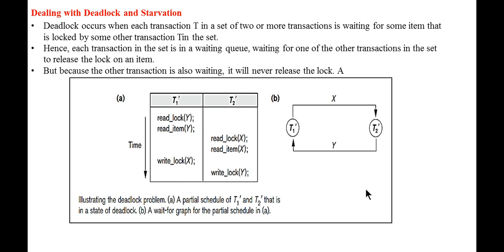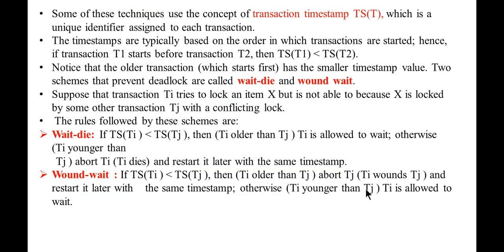So what are the different techniques used to prevent the deadlock? Prevention is better than cure. So before the deadlock happens, it must be prevented. So there are two schemes used here: wait-die and wound-wait. We'll discuss later.